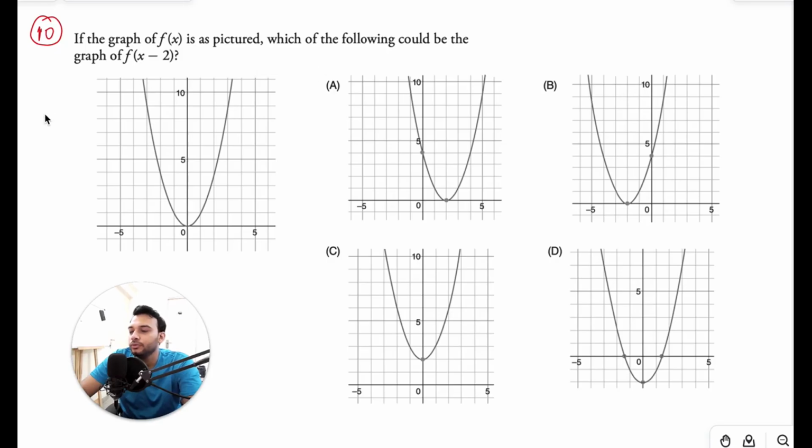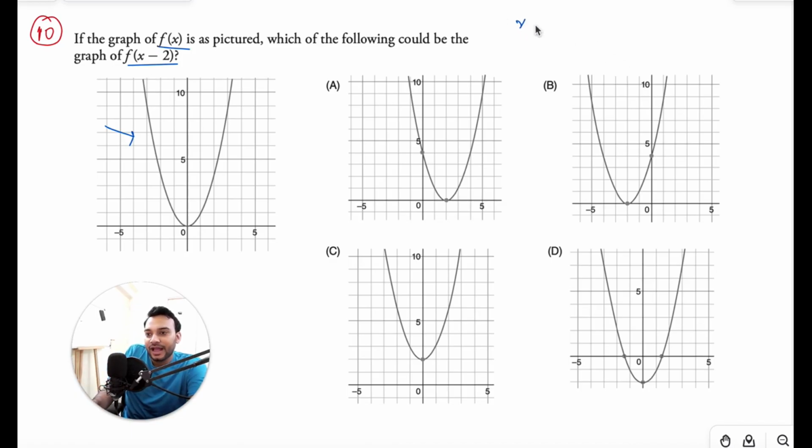Let's continue with question number 10. If the graph of f(x) is as pictured, which of the following could be the graph of f(x minus 2)? So this is a direct transformations question. The f(x) graph is shown here. What would be the graph for f(x minus 2)? What happens when x turns to x minus 2?